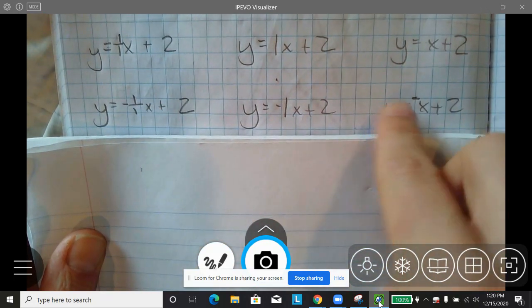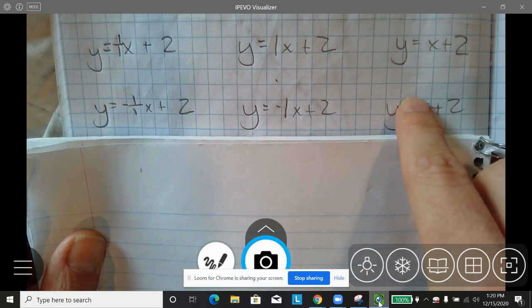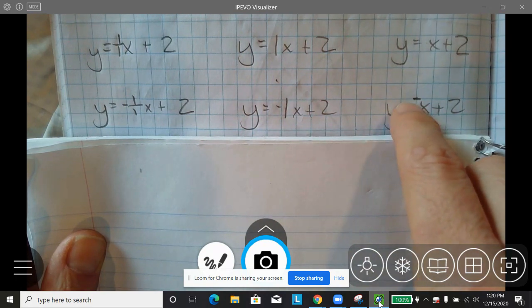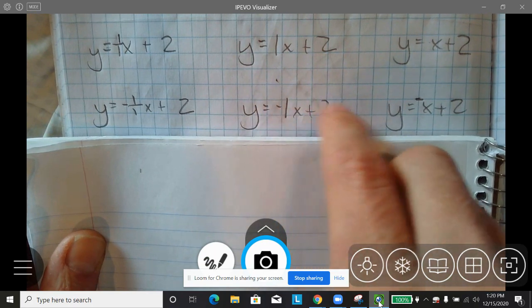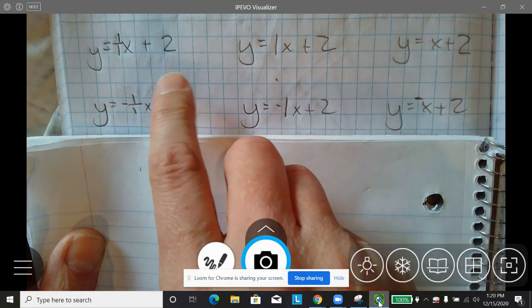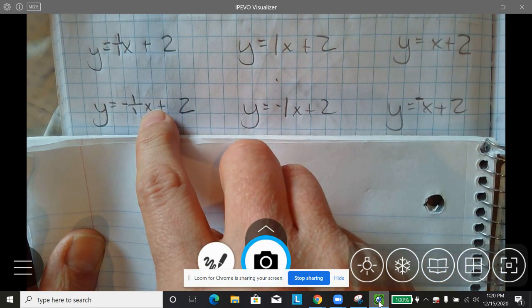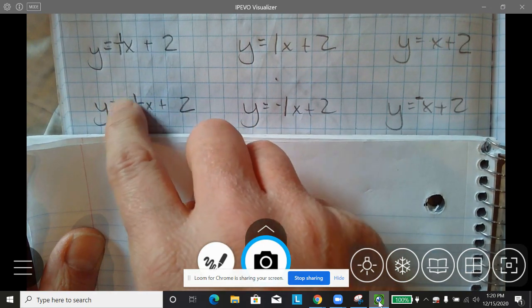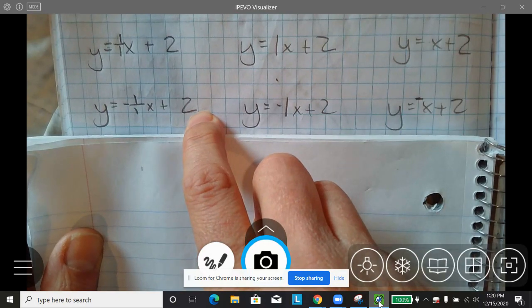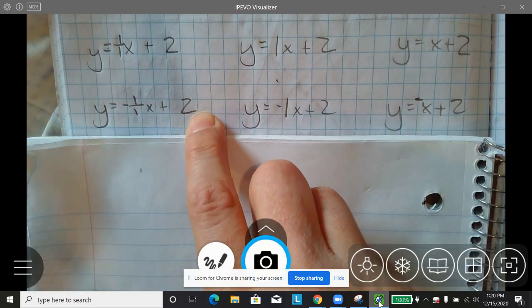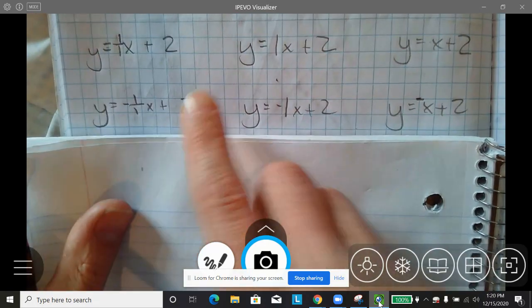And sometimes, since you don't need to write the 1, you might just see a little negative sign in front of the x. So negative x plus 2 is the same thing as negative 1x plus 2, which is the same thing as negative 1 over 1. And again, we like to write the slopes as fractions because we can see the rise and the run. The y-intercept we don't need to write as a fraction because it's just a single point, 0, 2.